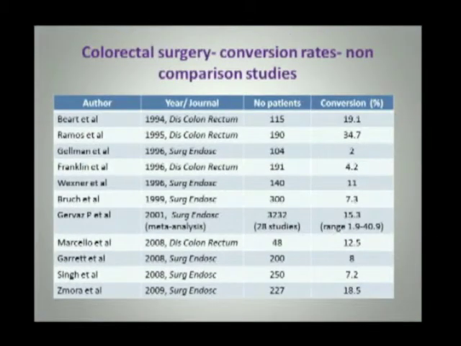Now, if in colorectal surgery you select many of the non-comparison studies, which are well done, you see that there's a very wide variety of conversion rates. They go from 2 to even 40%. And Gervas, in a meta-analysis of 200 studies, had conversion rates from 1.9 to 40%. So we don't really see a trend coming down. It's really going up and down, up and down. This is definitely due in part to not having a correct definition of conversion.